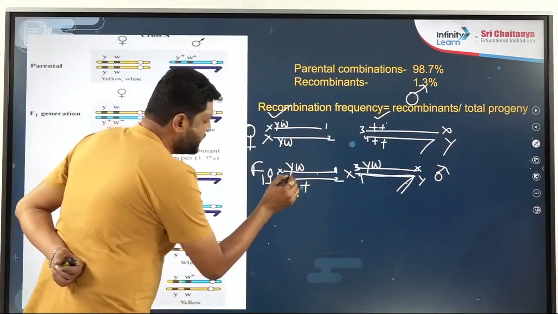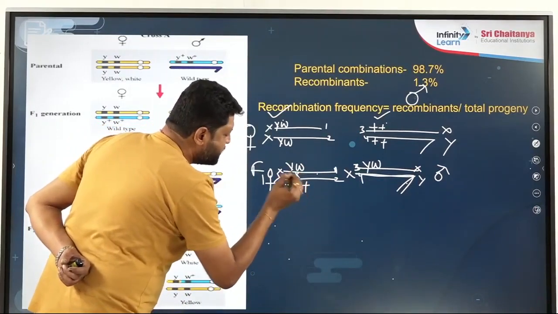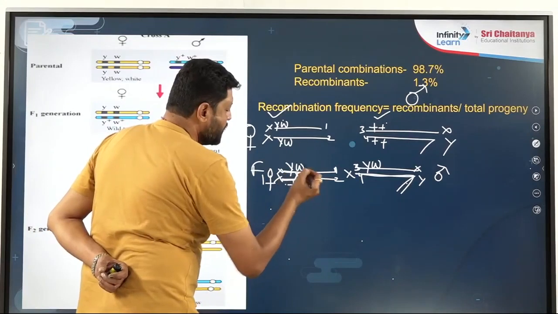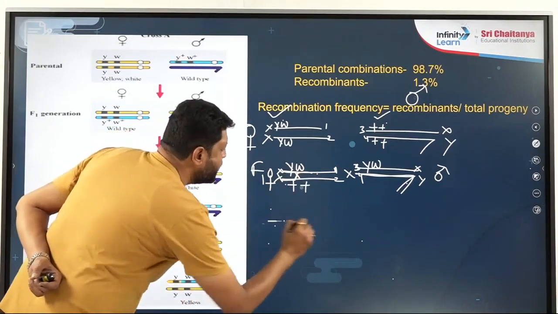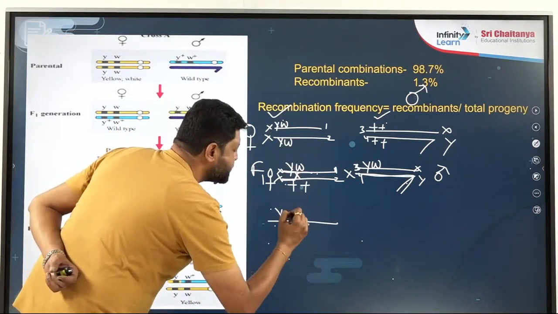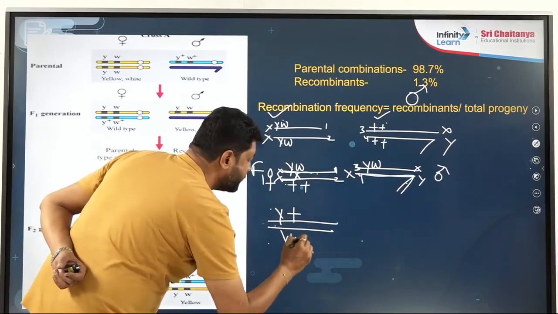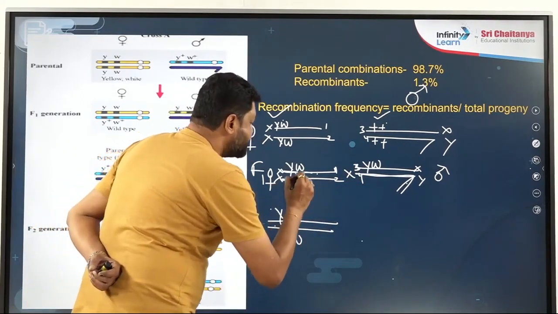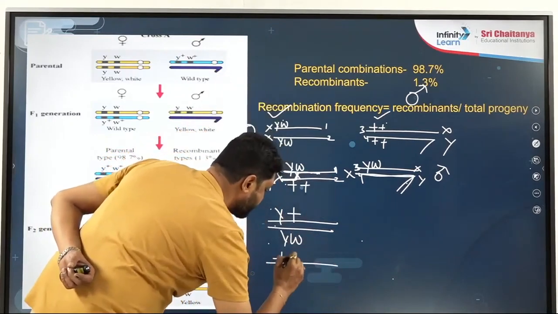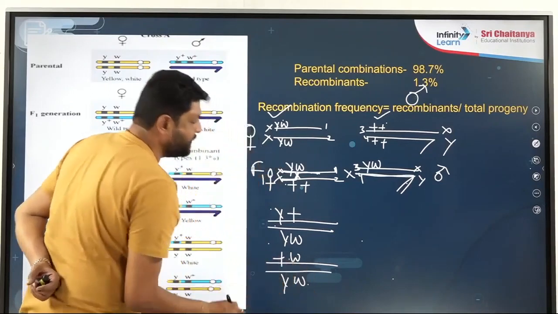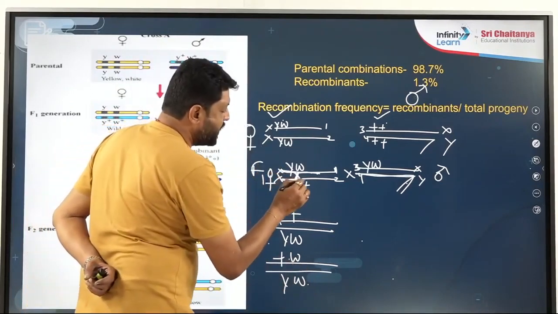If a small crossing over is possible between the yellow and white genes, then the product will be Y plus on this side and Y W, and plus W on that side and Y W. These are two females, so you have to look like this.